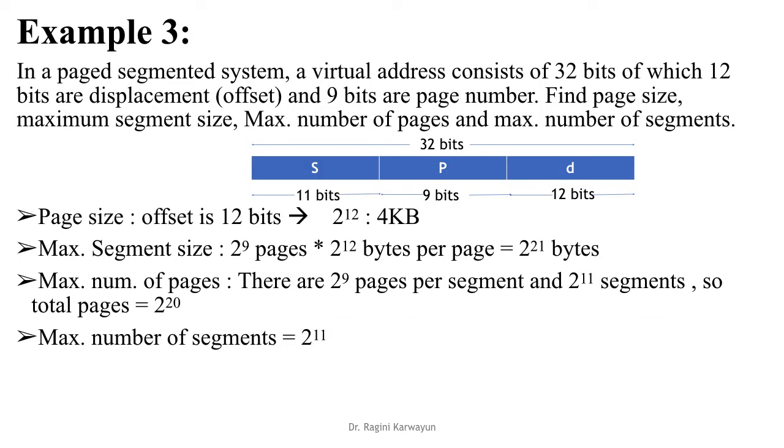Again a different question. In a page segmented system, the virtual address consists of 32 bits, of which 12 bits are displacement and 9 bits are page number. So find the page size, maximum segment size, maximum number of pages and maximum number of segments. The entire address is of 32 bits.